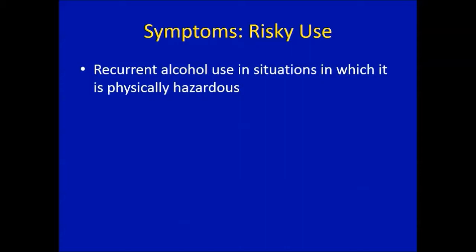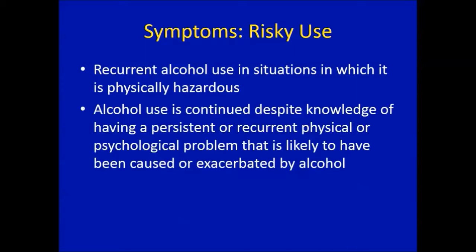And another way that we can see this is continued use despite knowing that the alcohol is causing or contributing to an underlying physical or psychological problem. So this can be used despite knowing that alcohol is leading to some kind of physical illness. So for example, alcohol use can be related to liver damage, to pancreatitis, to a really wide range of medical problems that are directly caused by the alcohol use itself.